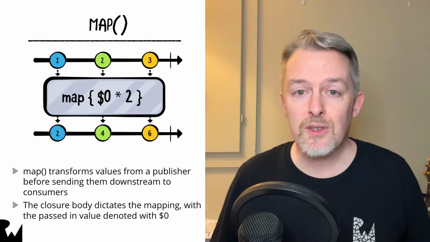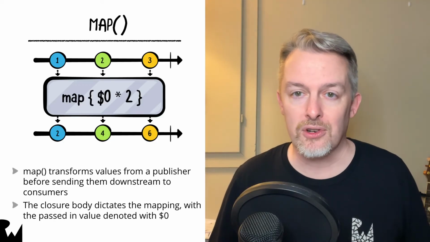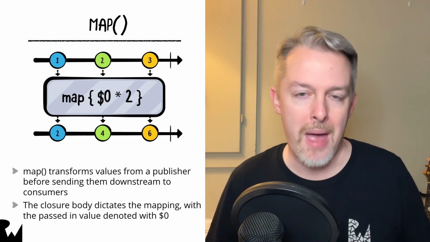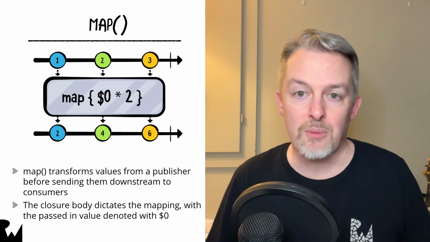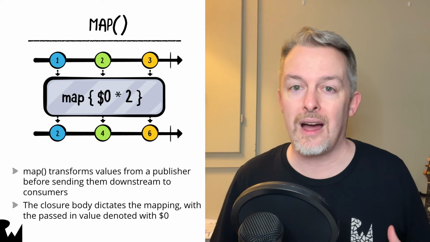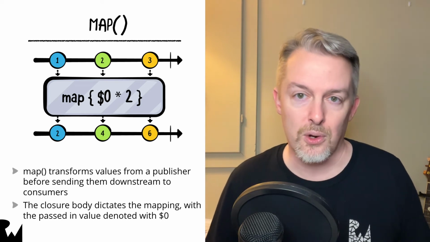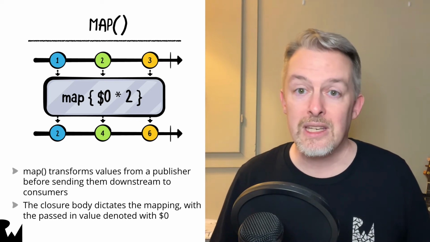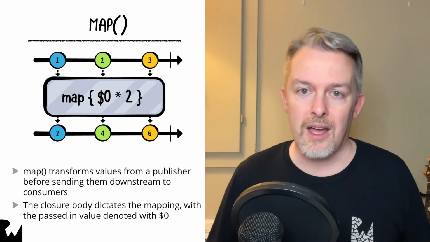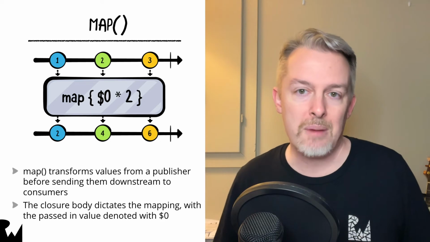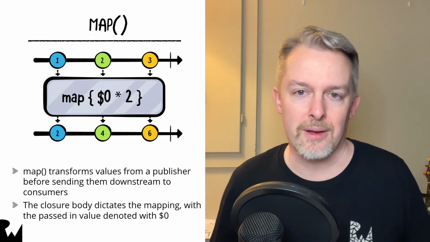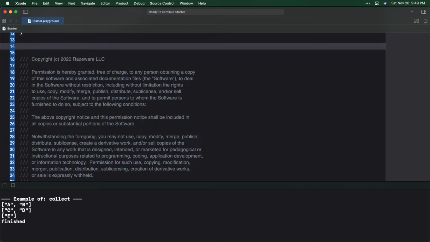Sometimes you'll want to transform the incoming data from a publisher in some way before sending it on to a subscriber, and that's where map comes into play. The marble diagram shows that values coming into the operator, represented by the $0 in the closure body of the operator, get manipulated and sent to the subscriber. For every value sent by the publisher, there is a corresponding mapped value sent to the subscriber. Let's look at that in a playground. Add the following to your playground.